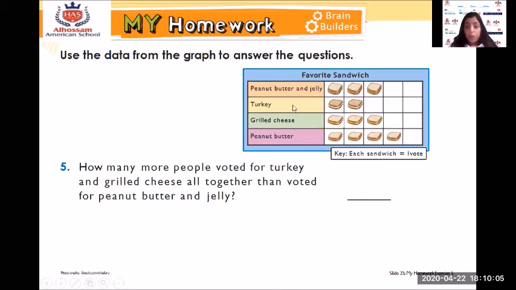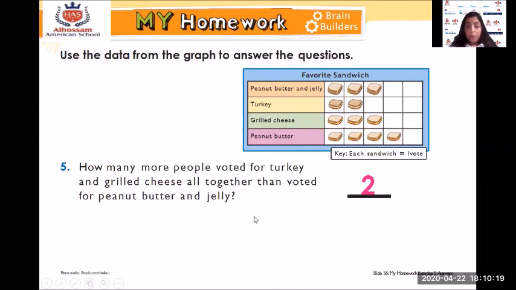Turkey and grilled cheese together, 2 and 3, 5. So how many people voted for turkey and grilled cheese all together? Then voted for peanut butter and jelly. Peanut butter and jelly, 3. So I'm going to say 5 minus 3 equals 2. 5 minus 3 equals 2.